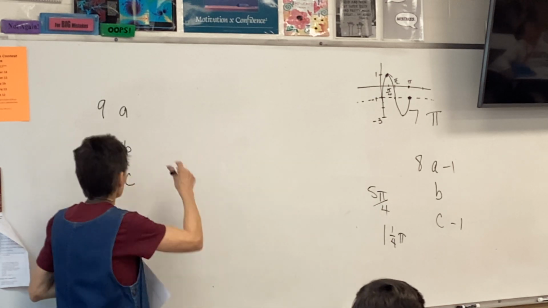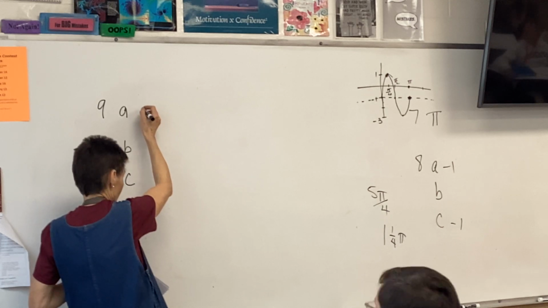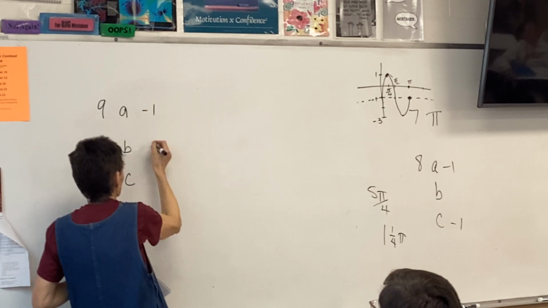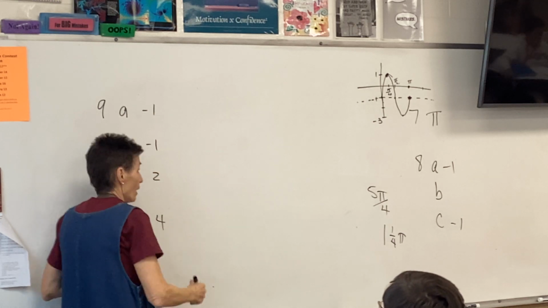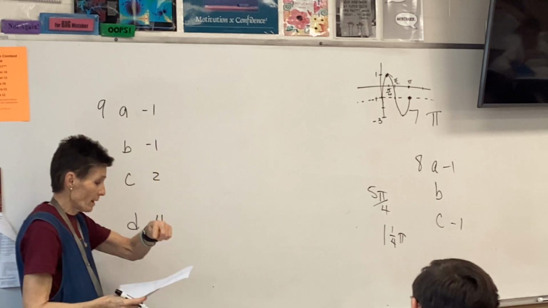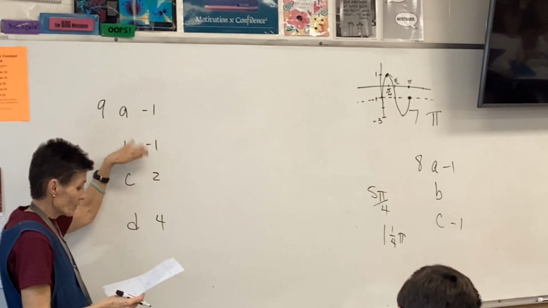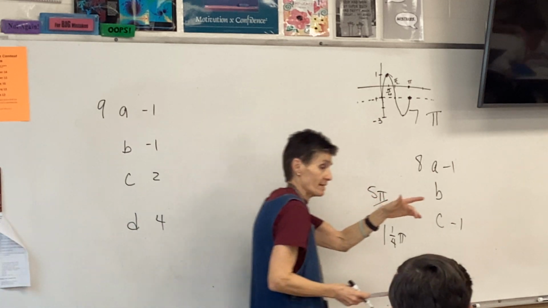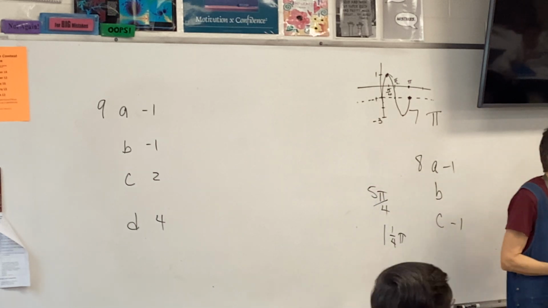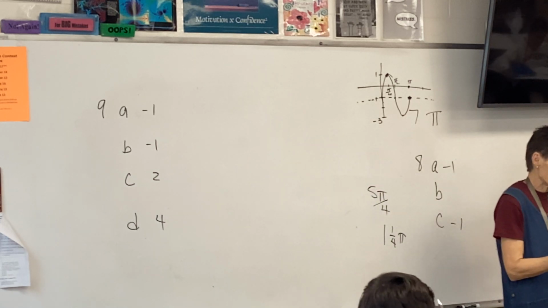So what'd you guys get for these? Alright, group 1 up here got number 9 already: -1, -1, 2, and 4. Anybody else get that far? Good on that? Alright, I want you to look at number 10.